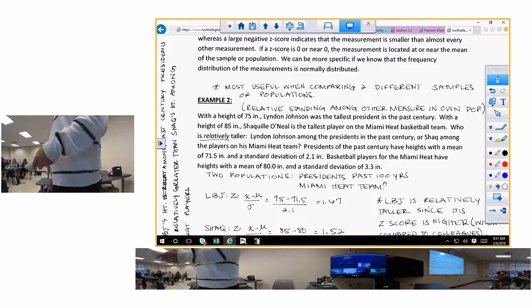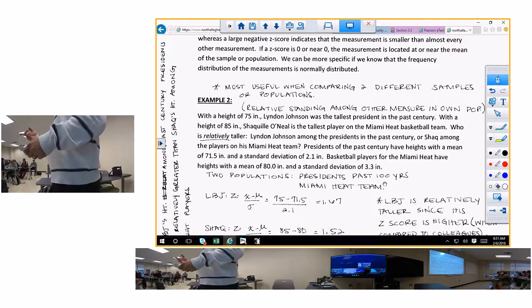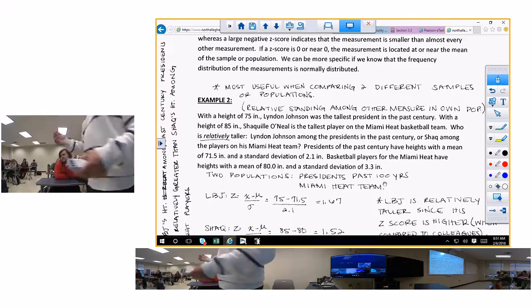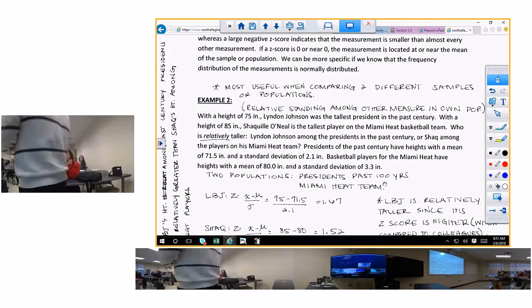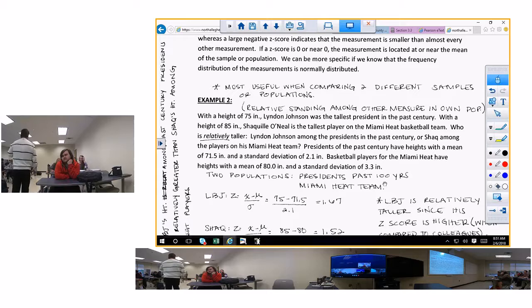There we go. What you would do is write down LBJ equals 75. Shaq is equal to 85. And then you would write down President's average, 71.5. President's standard deviation, 2.1. Basketball average, 80. And basketball standard deviation, 3.3. That's all you need to write down. Okay, now if you want to write down the whole thing, knock yourself out. But that's all you need to write. That's the minimum. This is called a z-score question.